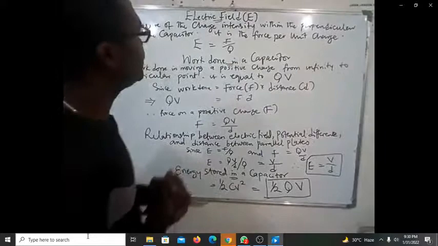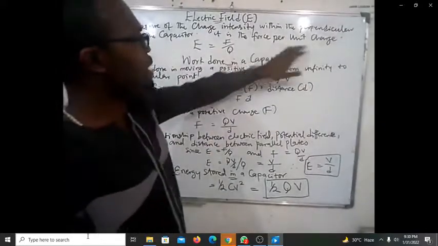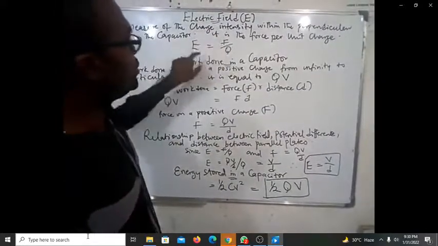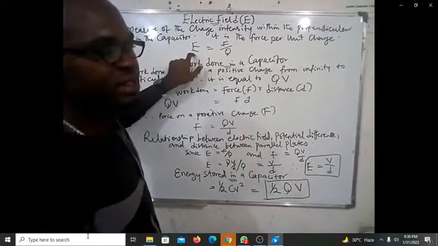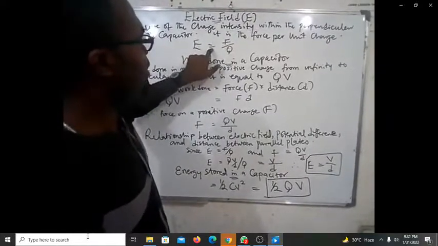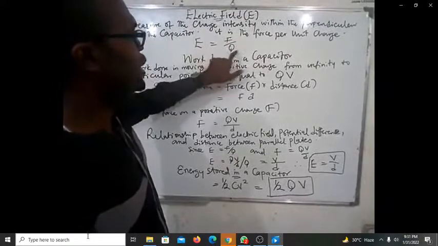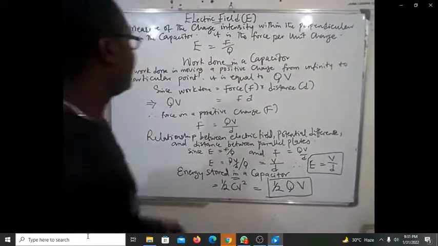It is simply the force per unit charge, F over Q. The electric field in the capacitor is simply represented as force over quantity of charge, F over Q.